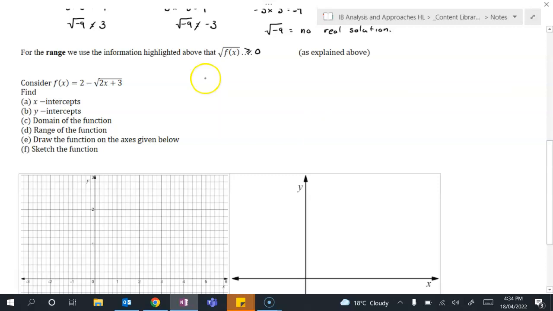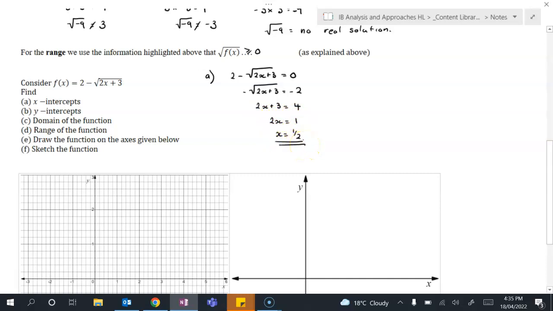First of all, we want to find the x-intercept. So we're going to have to solve 2 take the square root of 2x plus 3 equals 0. Now if I move the 2 to the other side, I get the negative square root of 2x plus 3 is equal to negative 2. And then if I square both sides, I get 2x plus 3 equals 4. And so 2x equals 1, so x is equal to a half.